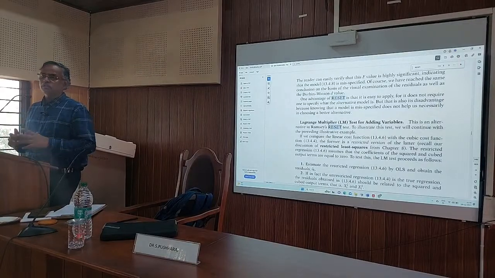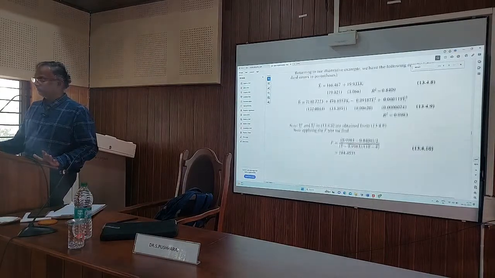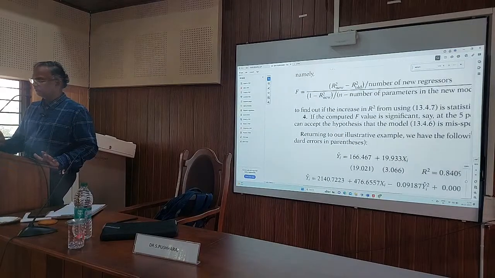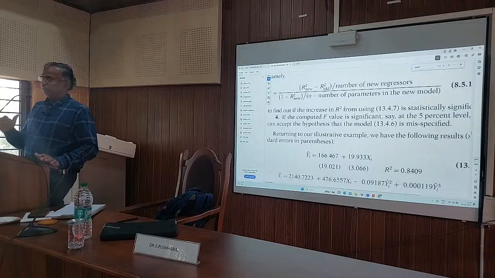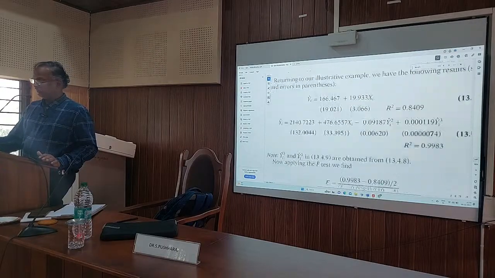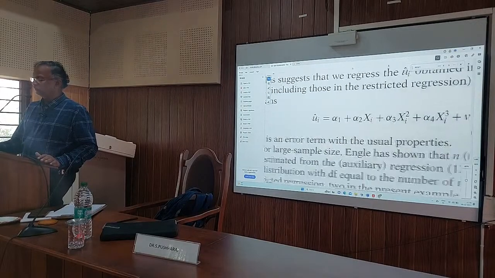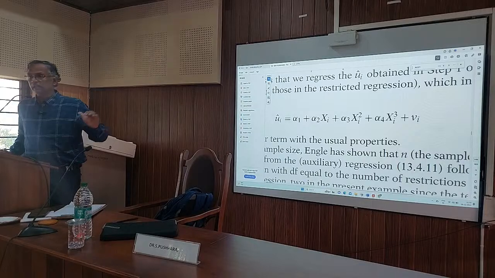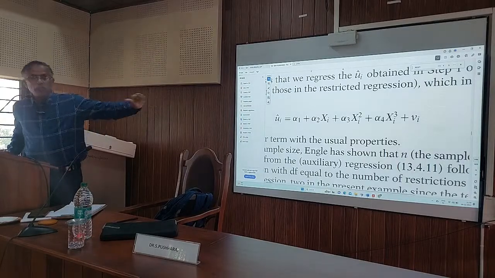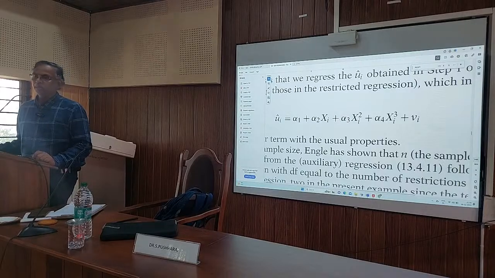All the LM tests are based on some auxiliary regressions, right? What they do is they will run the usual regression. So this is the usual regression. After running the usual regression, they'll take the residual, and they will run an equation on the residuals, mind you. Actually, this is the residual equation. So this is the auxiliary regression. This auxiliary regression will be run, and an LM test will be run.